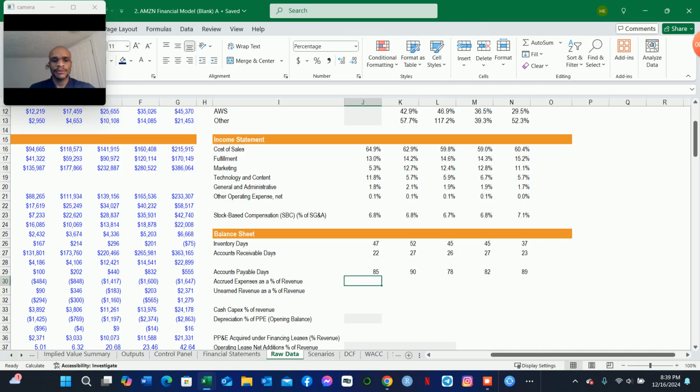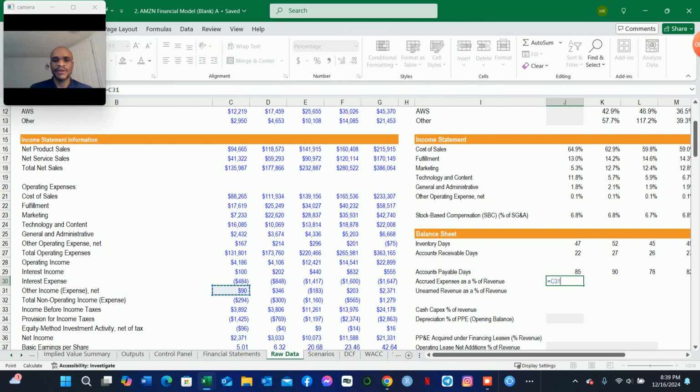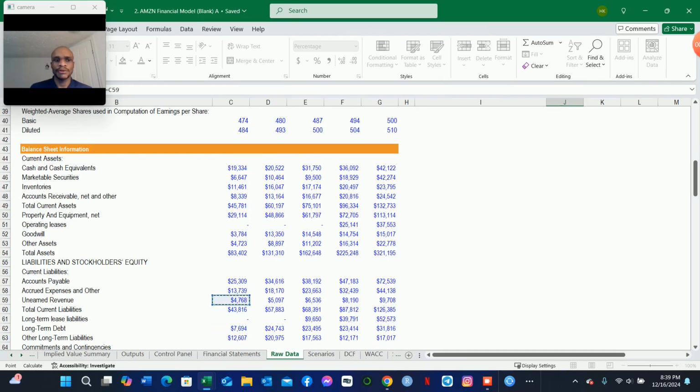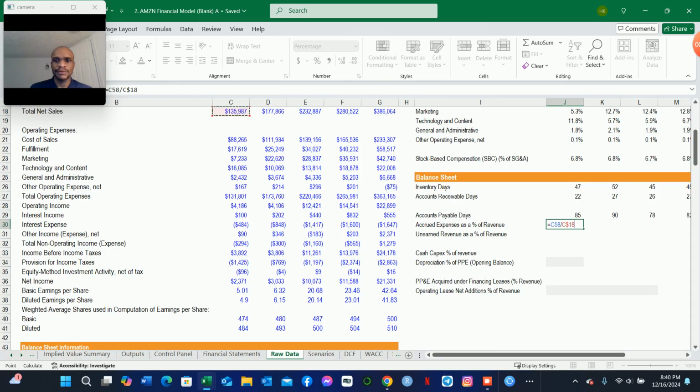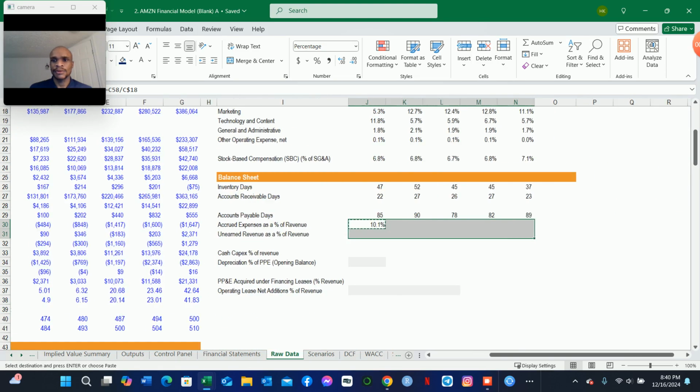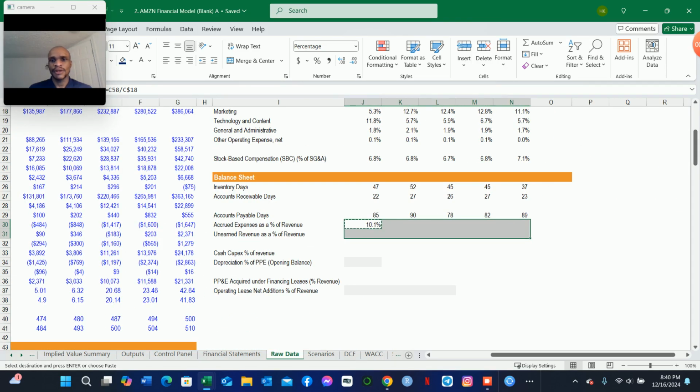For accrued expenses as a percentage of revenue, it's going to be equal to, we go to Amazon's balance sheet and we grab accrued expenses as a percentage of revenue. Lock this cell with F2 times. We can copy this for unearned revenue as a percentage of revenue. So we have those there in place.